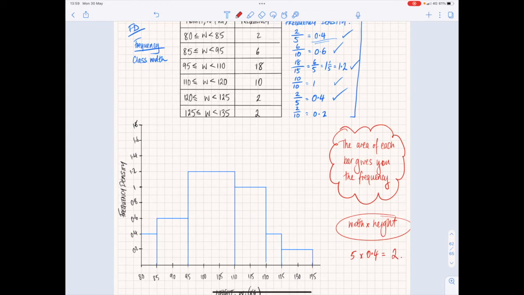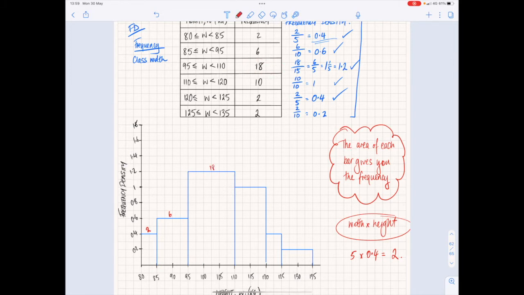Okay, it's effectively 40% of 5. So that gives me a total of 2. If I look at the next one, 85 to 95 is a difference of 10, and the height is 0.6. Well, 10 times 0.6 gives you 6. Same again here, 95 to 110, a difference of 15. 15 times 1.2, if you work that out, you get an answer of 18.